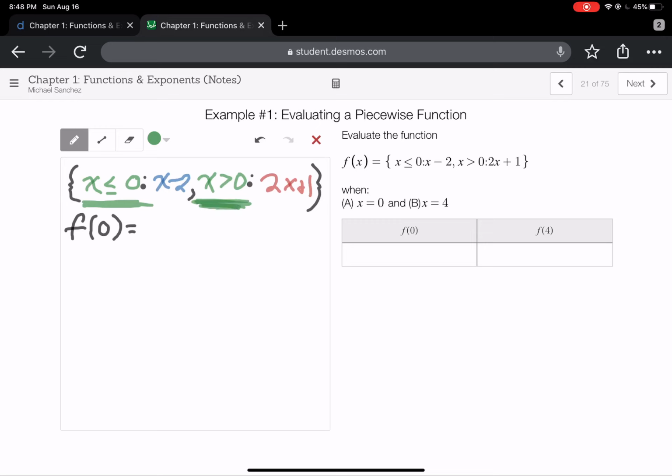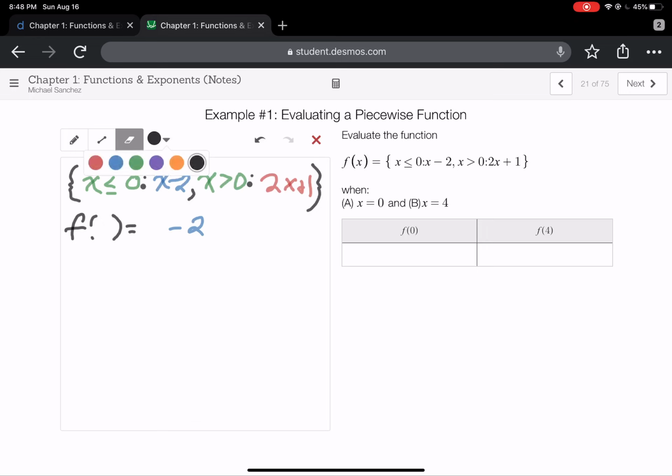And 0 is indeed less than or equal to 0. So we're going to use our first piece. Because this one works, we're going to use the expression that is next to that rule or that domain. So we're going to use x minus 2. So I'm going to bring that down over here, x minus 2. And instead of the x, I'm going to go ahead and substitute.